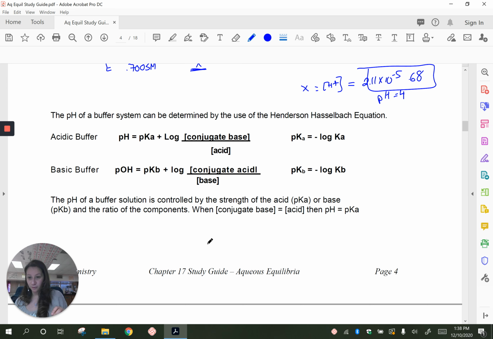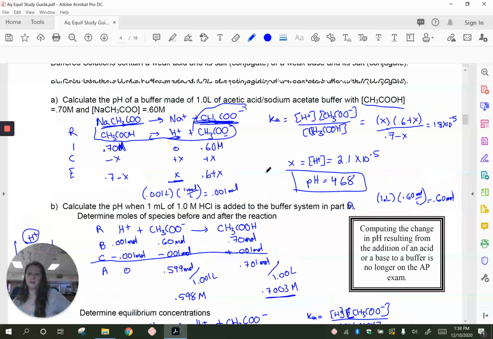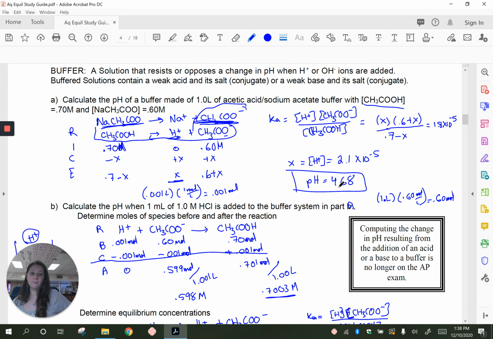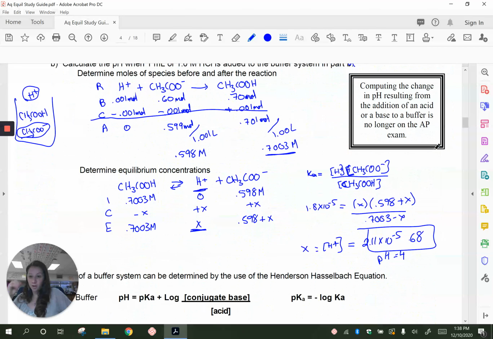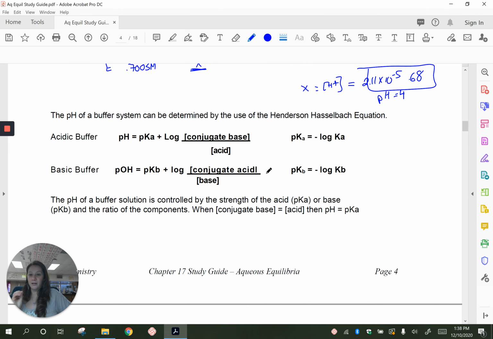The pH of a buffer is controlled by the strength of the acid, pKa, or of the base, the pKb. So, something like acetic acid buffer, its pH is 4.68 if it's that concentration because of the Ka of your acid. So the higher the Ka value, the lower the pH, of course. So what the pH is of a buffer that it's going to hold that pH at is controlled by your Ka if it's a weak acid conjugate base, or by your Kb if it's a weak base conjugate acid.